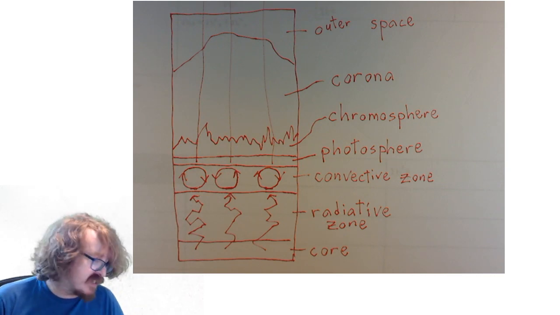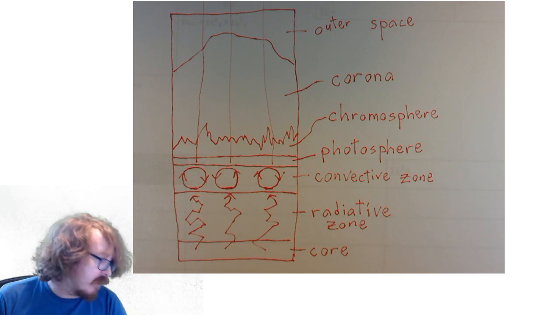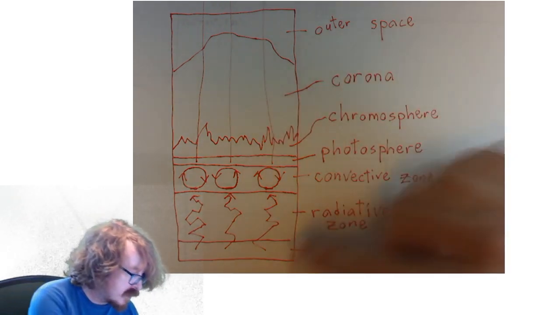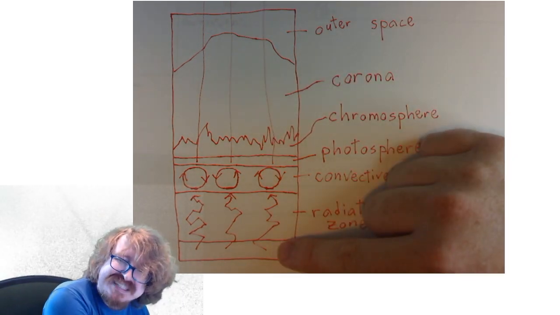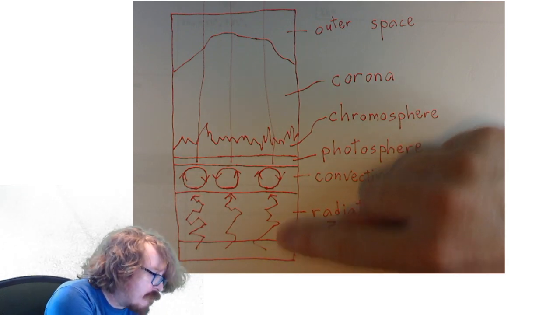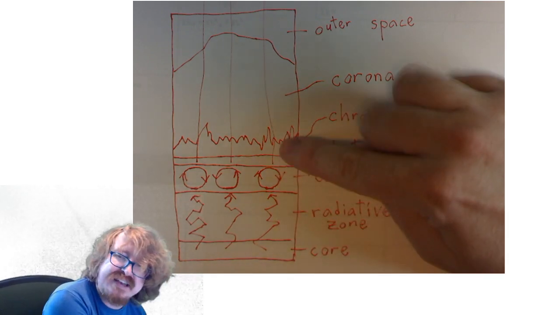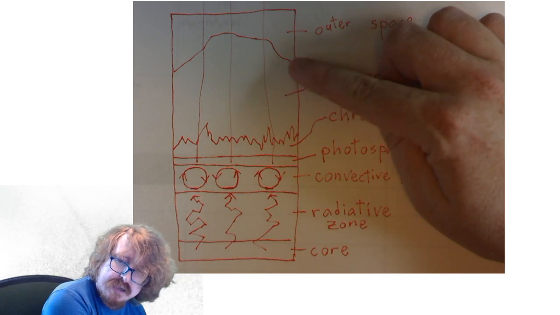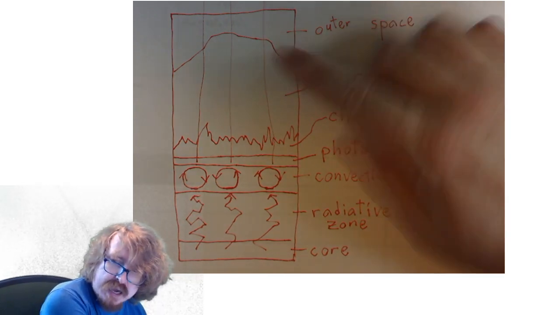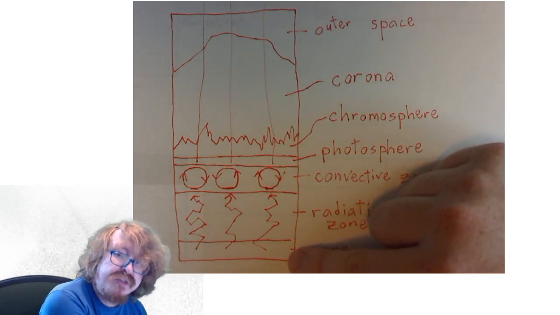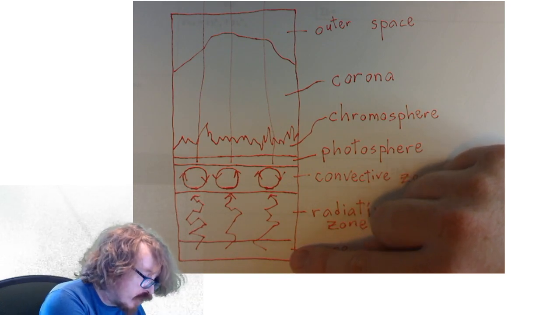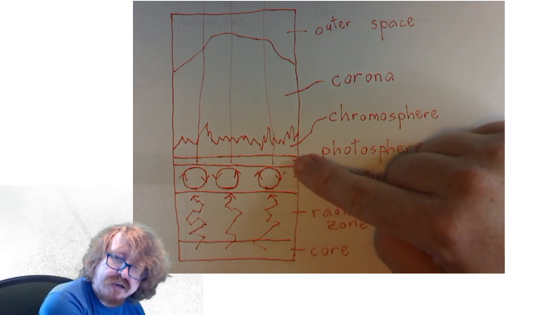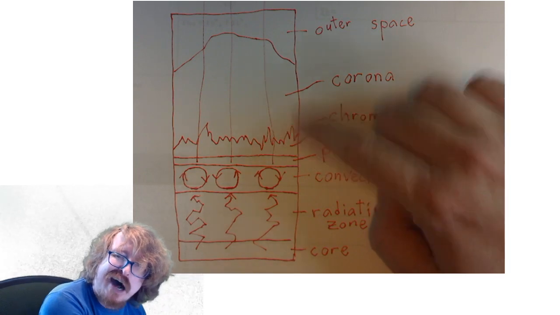So let's figure this out. Check this out. If we look at all the layers, the core is the absolute densest, and as you go up, everything is less and less dense. That makes sense. But for temperature, the core is the hottest, and then the temperature drops until you get to the photosphere, and then it gets hotter and hotter.